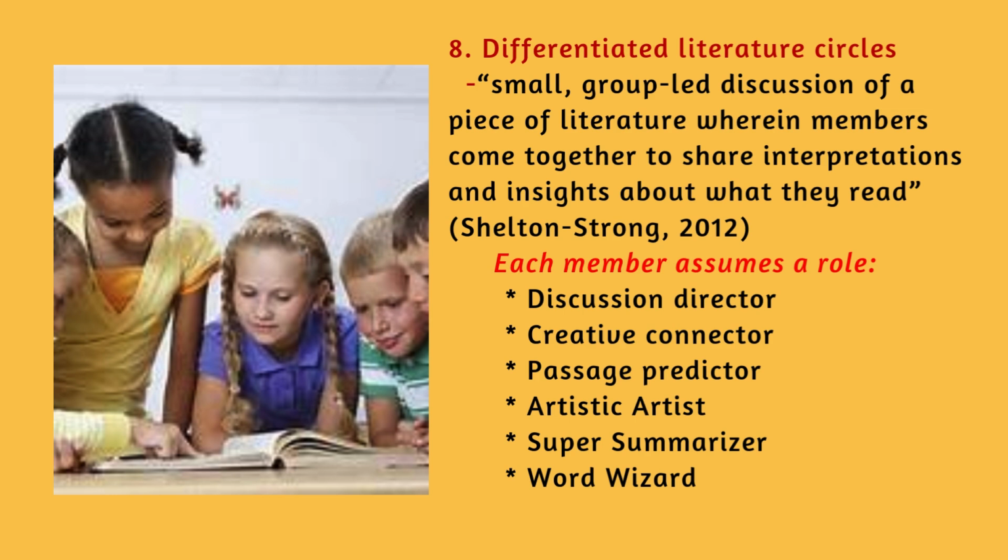The artistic artist is the person responsible for literally drawing on paper or through technological tools the group's interpretation or response to a question. The super summarizer, on the other hand, just puts together the thoughts of the group, summarizing them into one concise piece, while the word wizard is responsible for vocabulary building or for writing down words or sentences that involve vocabulary.